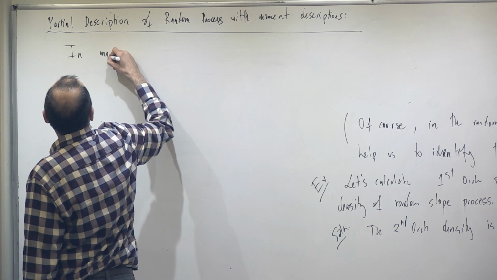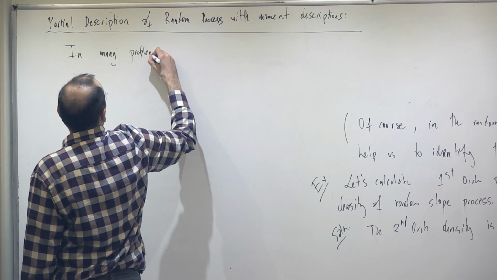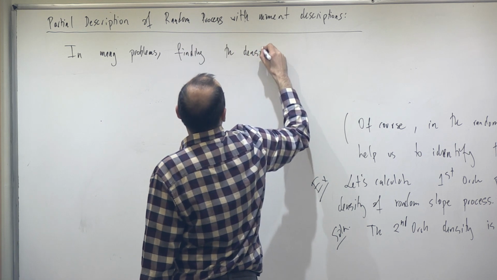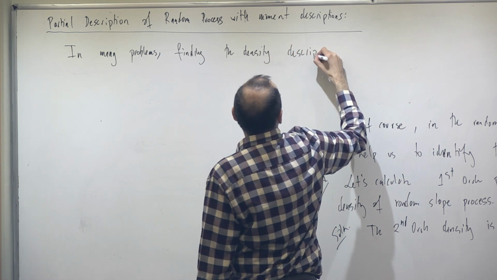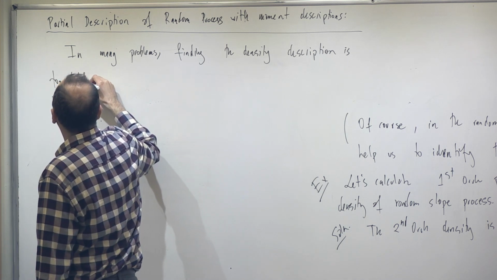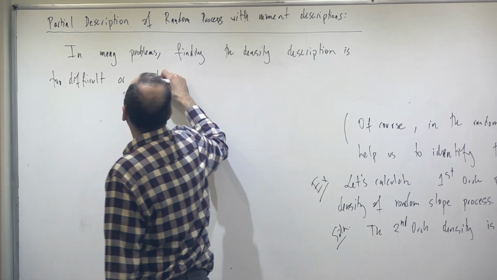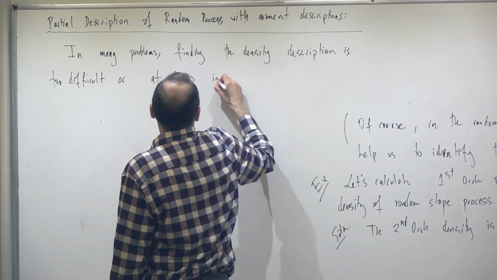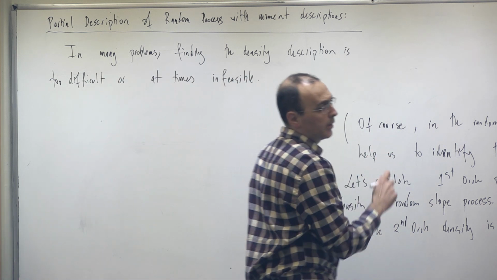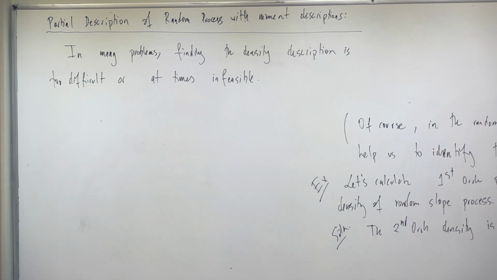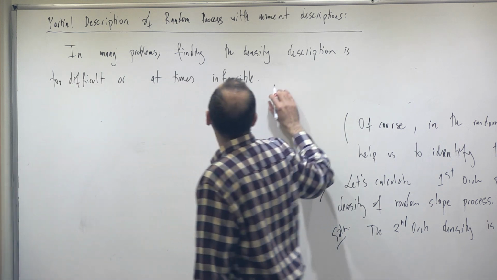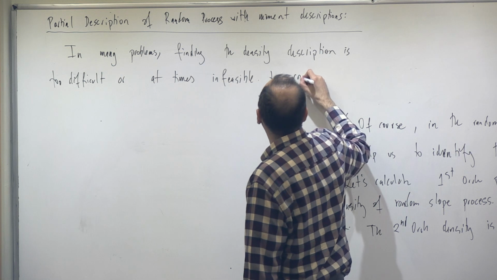So in many problems, finding the density description is too difficult or at times infeasible. So you don't even attempt, because this mapping is too complicated. Our mapping was very easy, it was just a single parameter. In many problems, the density description is too difficult or at times infeasible to compute.